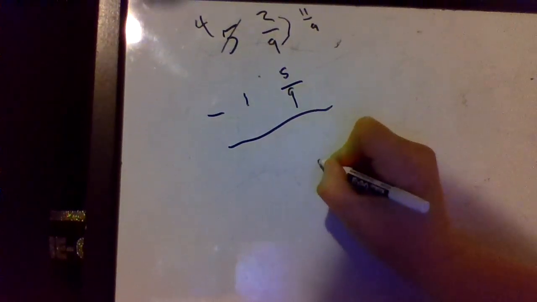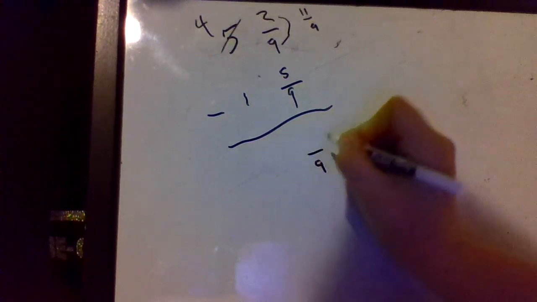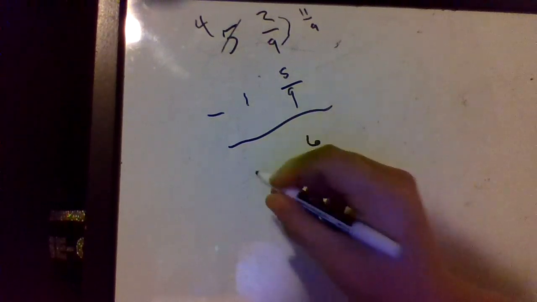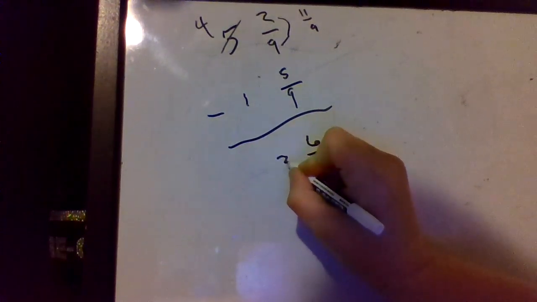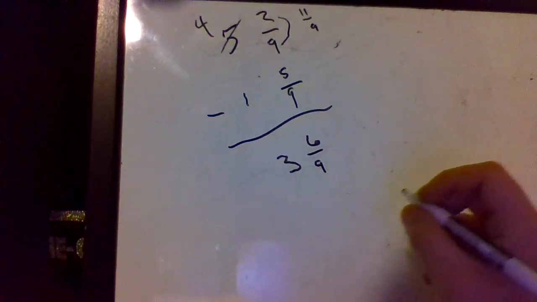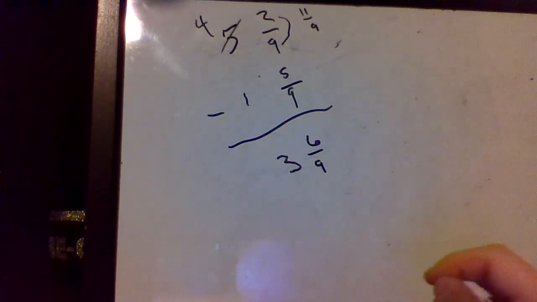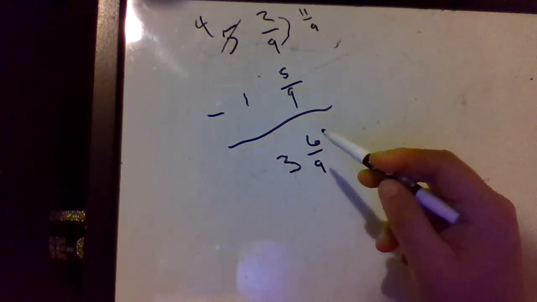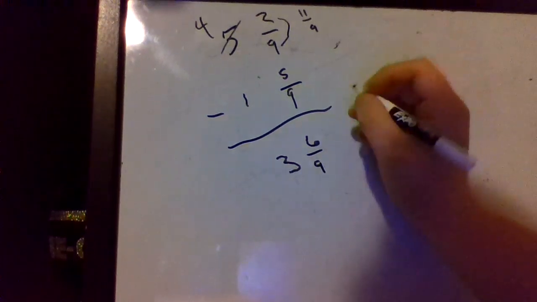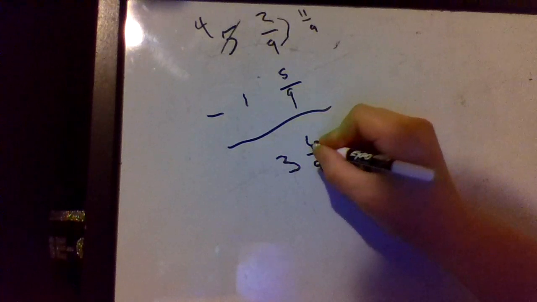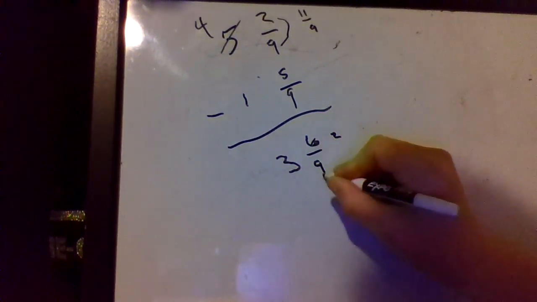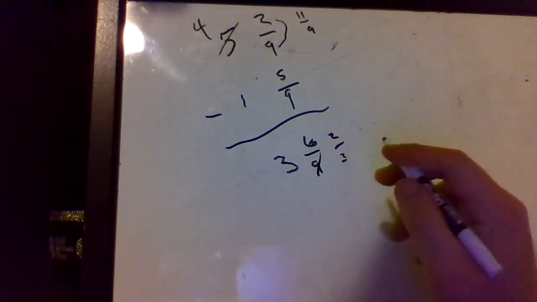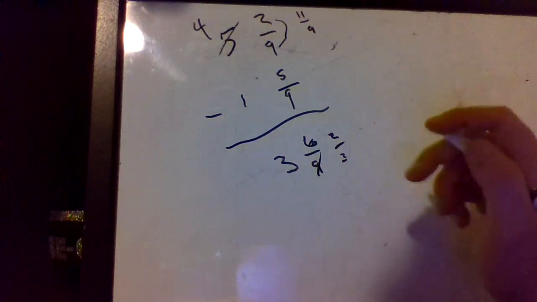We keep our denominator. 11 minus 5 is 6. And 4 minus 1 is 3. Now we need to reduce that, and the way we reduce that is we say what number divides both of these. Well, 6 can be divided by 3. 6 divided by 3 is 2, and 9 divided by 3 is 3. So that would be 3 and 2/3. That would be a final simplified answer.